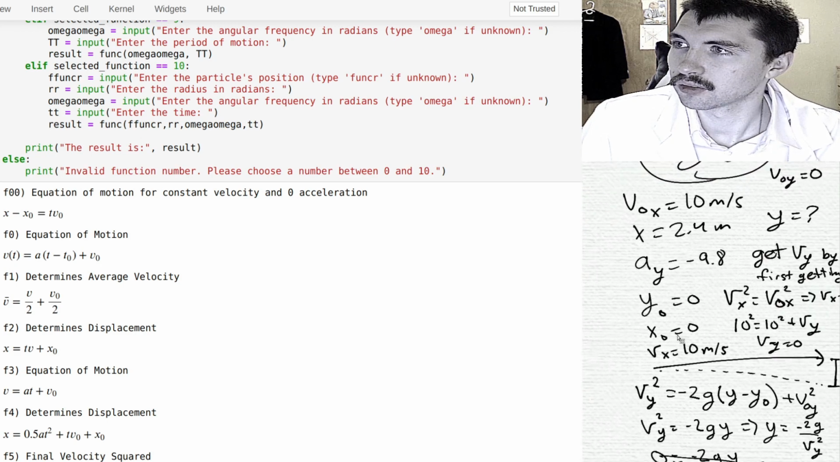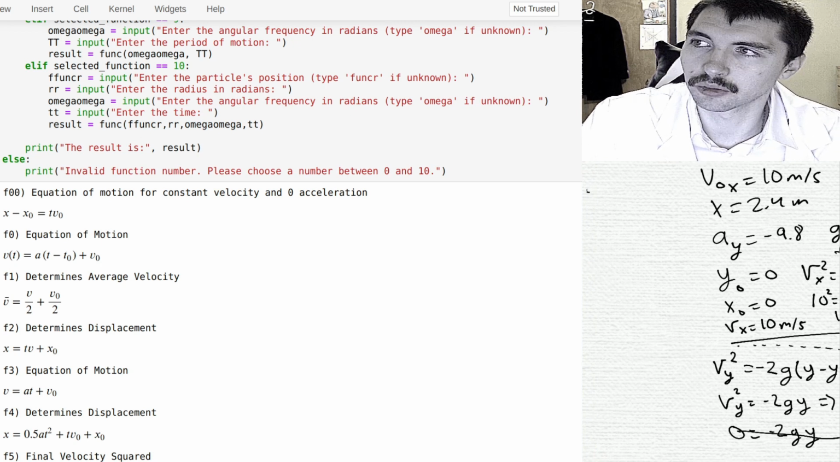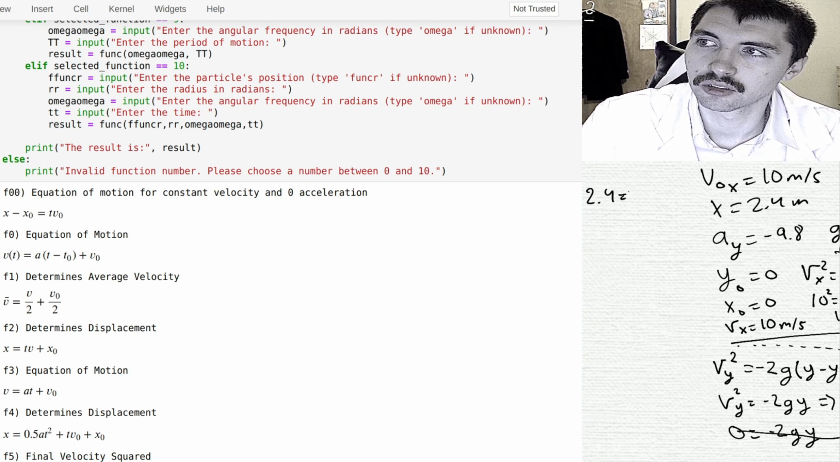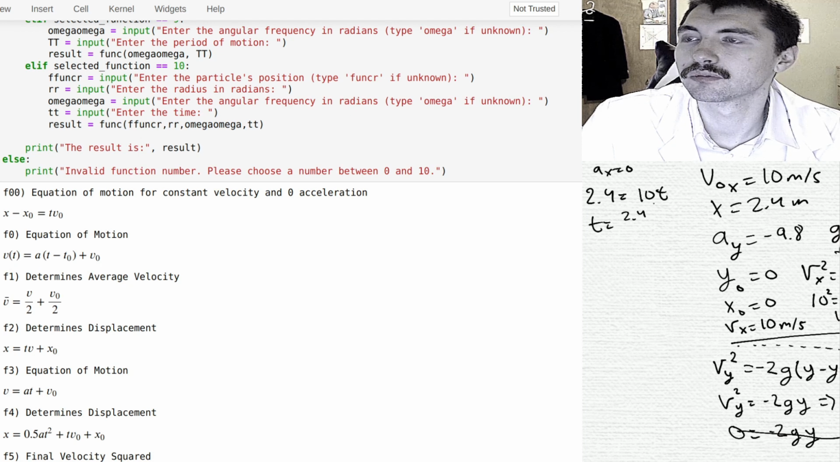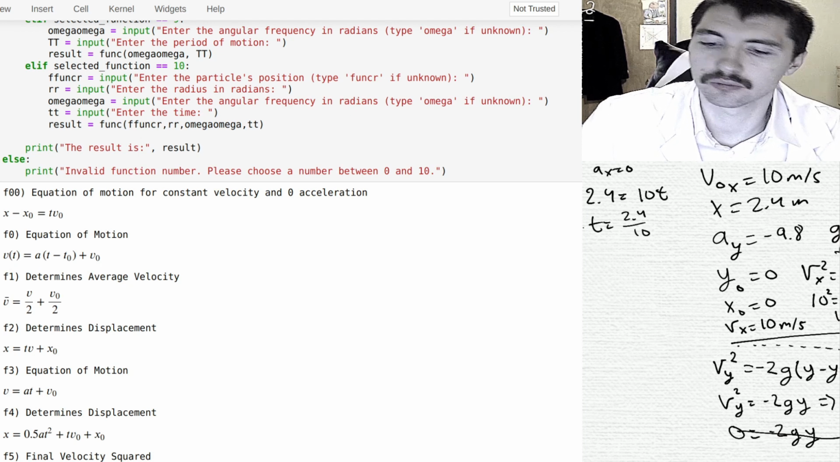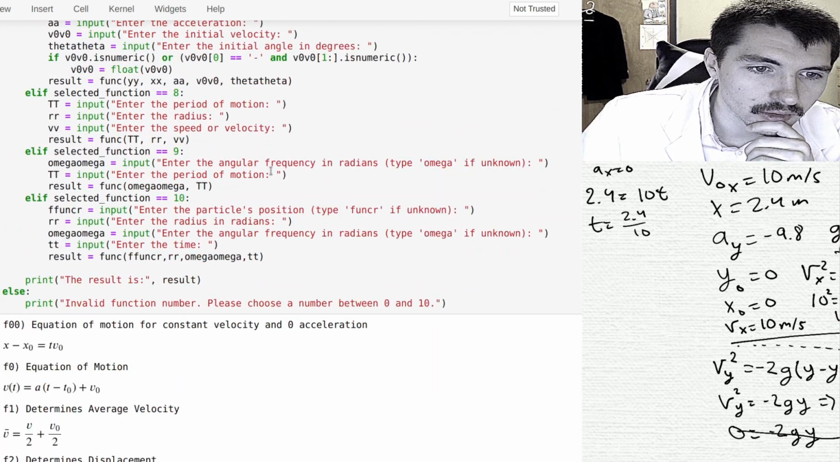So we know it's going to be 2.4 equals... acceleration in the x direction is 0. So we know ax is 0. So we can use this equation. 2.4 is 10t. So t is... okay. Do I just go ahead and add this?